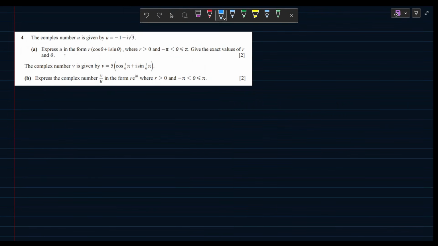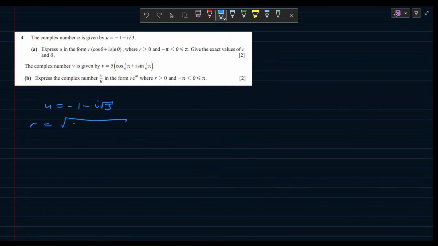So we're given that the complex number u is given by u is equal to -1 - i root 3. Part A says express u in the form r cos theta plus i sine theta. So express it in polar form where r is greater than 0 and theta is between -pi and pi. Give the exact values of r and theta. So our complex number is u is -1 - i root 3. So we need to start off by finding our modulus r.